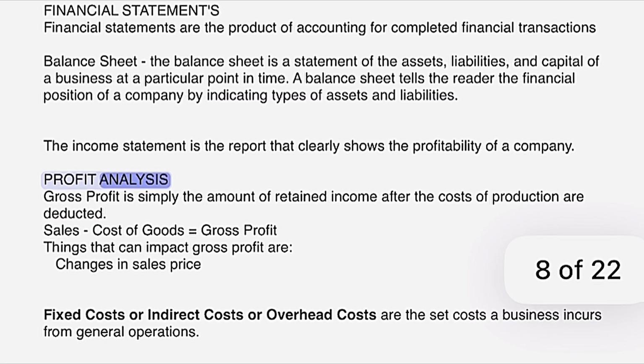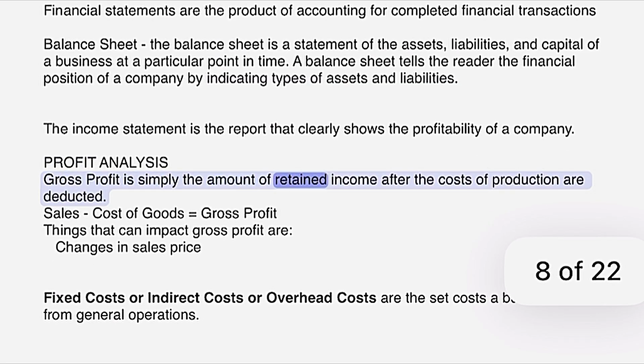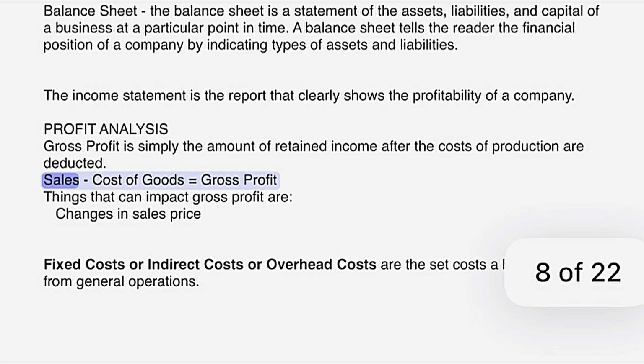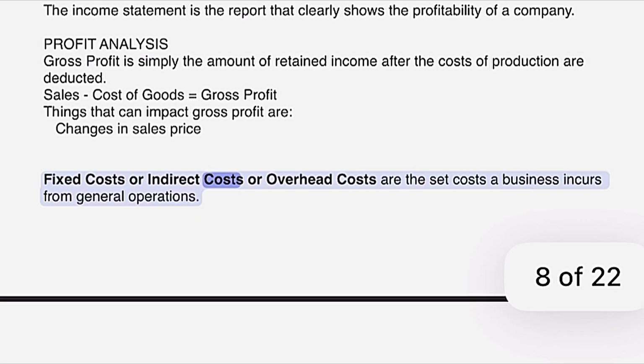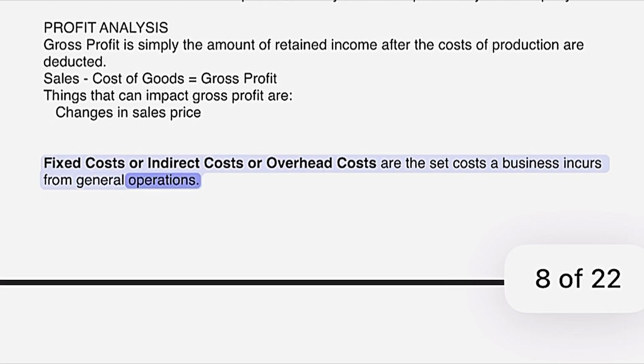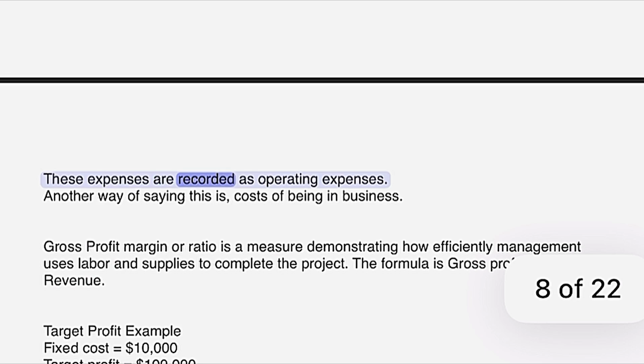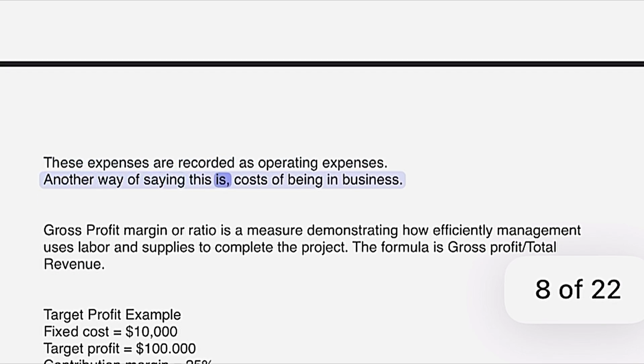Profit analysis. Gross profit is simply the amount of retained income after the costs of production are deducted. Sales minus cost of goods equals gross profit. Things that can impact gross profit are fixed costs, or indirect costs, or overhead costs. These are the set costs a business incurs from general operations. These expenses are recorded as operating expenses. Another way of saying this is costs of being in business.